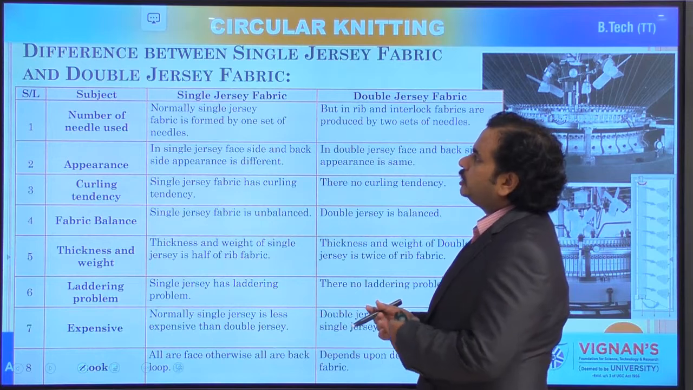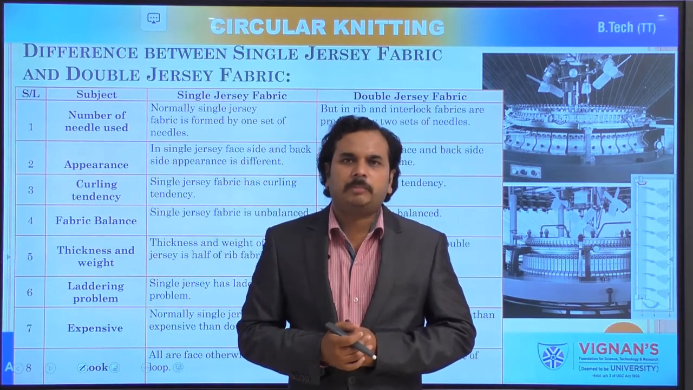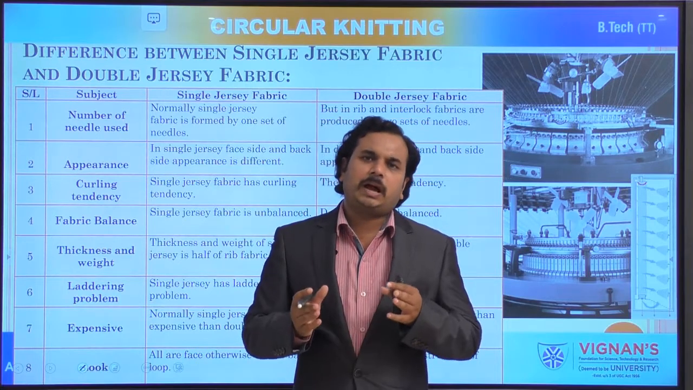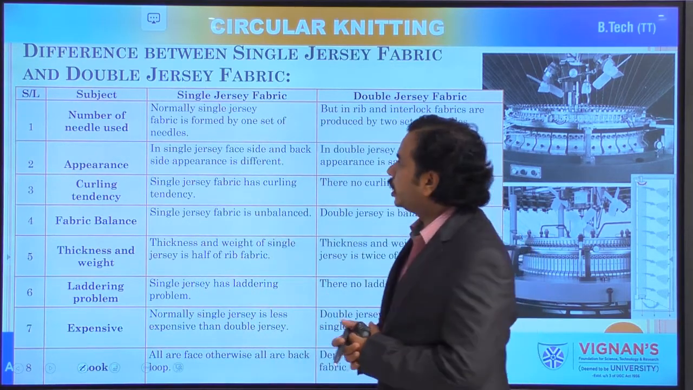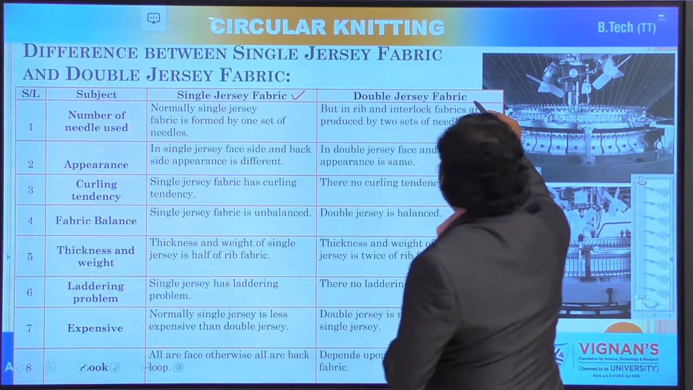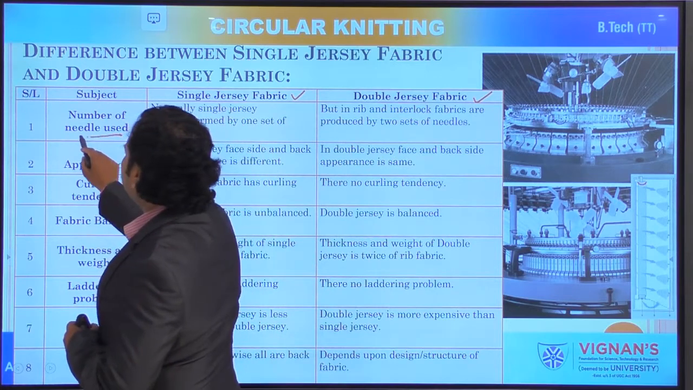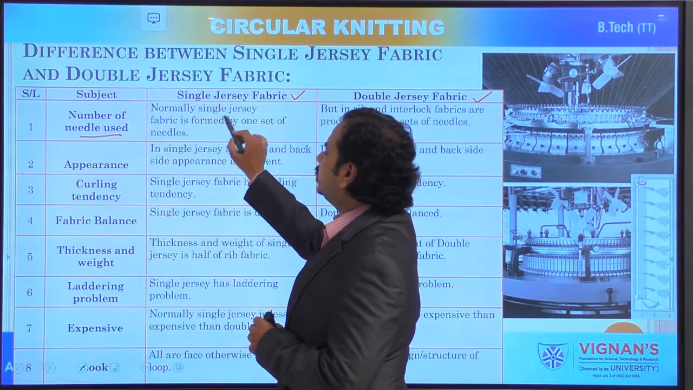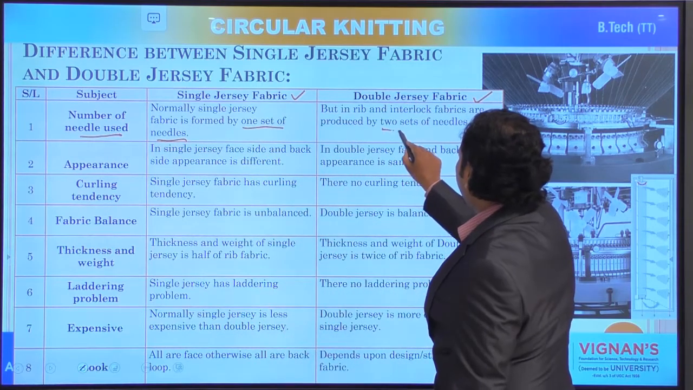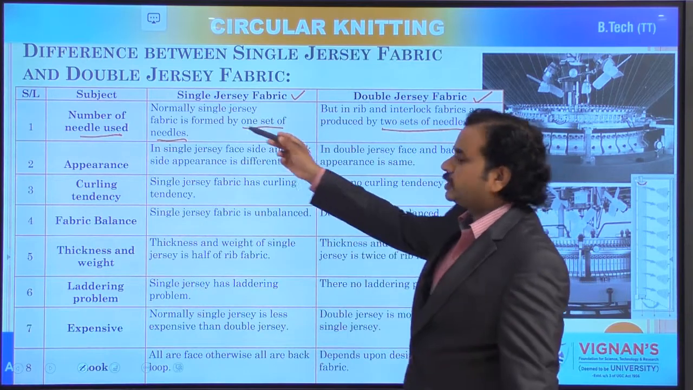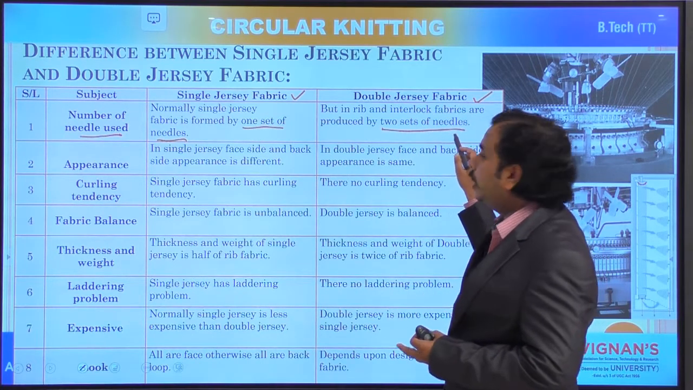Okay. Then you can see here. So before going to the content of double jersey or double bed circular knitting machines, we'll see the comparison between single bed circular knitting machines and double bed circular knitting machines. Okay, so you can see here the single jersey fabric and the double jersey fabric, the two fabrics we are comparing. So you can observe here the number of needles which are used. Normally single jersey fabric is formed by one set of needles, and the double jersey fabric is going to be formed by two sets of needles.